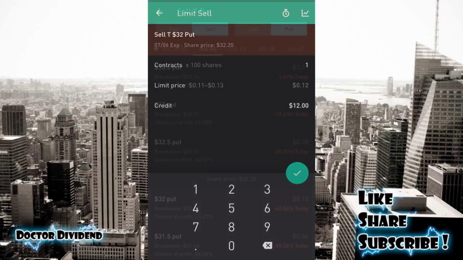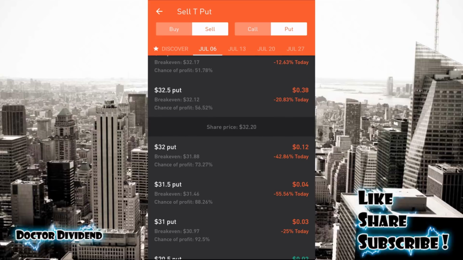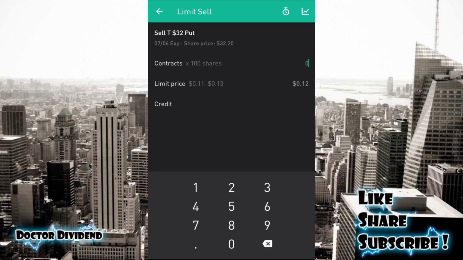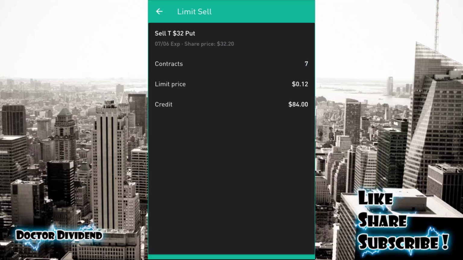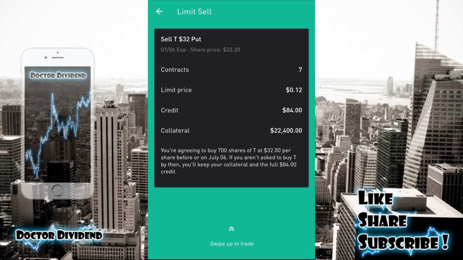Again, let's go ahead and do a trade with AT&T here. I'm going to be selling a put. Current price is $32. I'm more than happy buying this stock back at $32 a share. Let's go ahead and do that. $32. Let's do 7 contracts. $84 credit to the portfolio. You can see the collateral there, $22,400. There is a holiday week this week, so there's only 3 more days of trading. I'm very happy with buying back or potentially buying back this particular stock at $32 for an $84 credit.